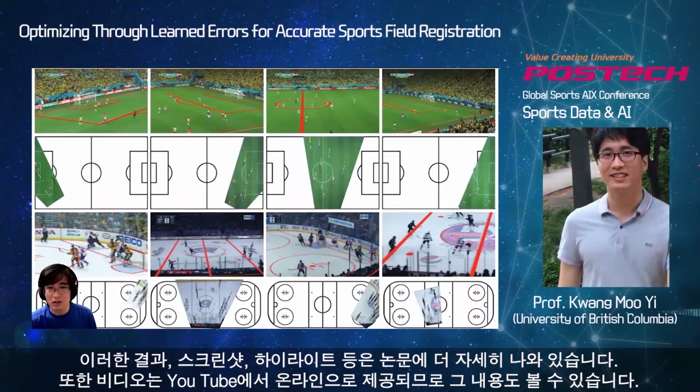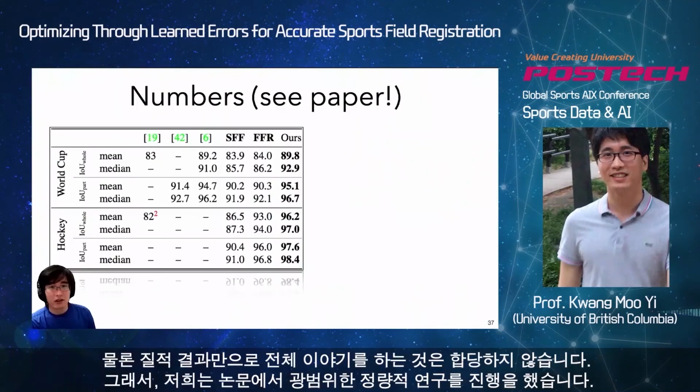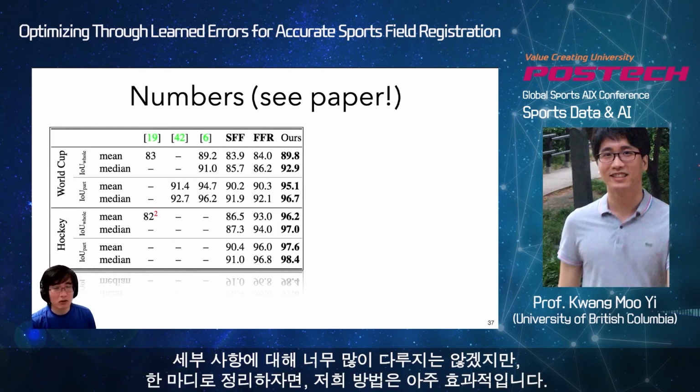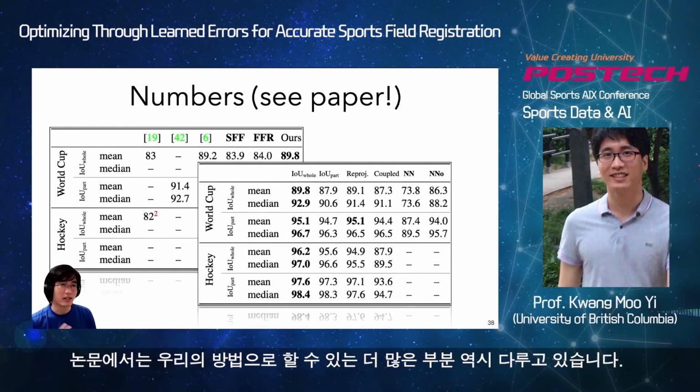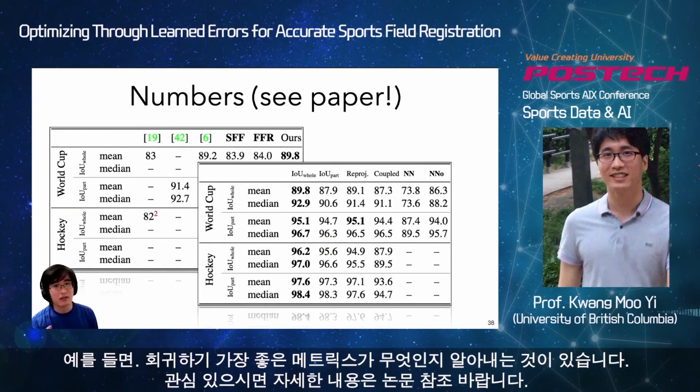And of course, more results, screenshots, all of these highlights are in the paper, and also the video is online on YouTube, I believe, so you can have a look at that as well. So of course, qualitative doesn't tell the whole story. So we have an extensive quantitative study in the paper as well. I won't go too much into the details, but in a nutshell, our method works quite well. And more numbers as well in terms of variance of what you can do with our method, for example, which error metric is the best to regress towards. We also have those results as well. So if you're interested, do have a look in the paper for more details.